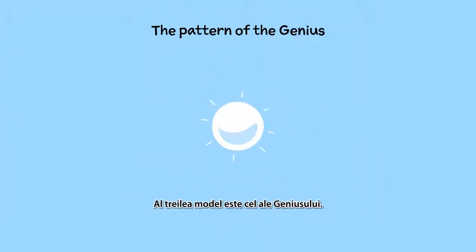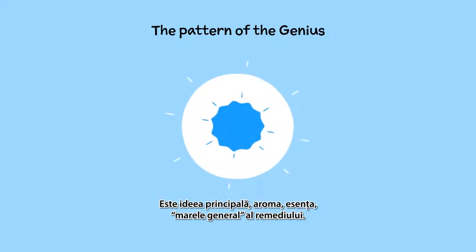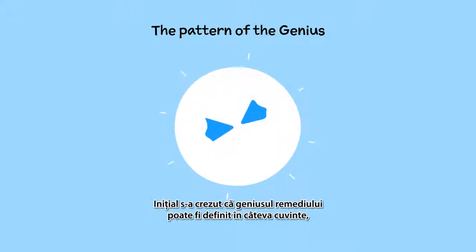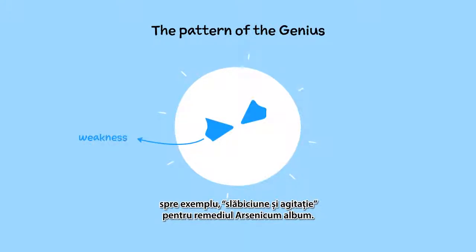The third pattern is the pattern of the genius. The genius is a much more subtle aspect than symptoms or system. It's the main idea, the flavor, the essence, the grand general of the remedy. Initially, it was thought that the genius of each remedy can be represented in a few words. For example, weakness and restlessness for arsenicum album.